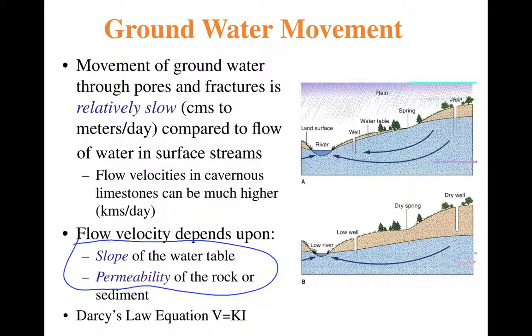Flow velocity depends on two things: slope of the water table. How steep is that water table? We know that steep things are going to flow more. And then the permeability of the rock, because remember, permeability is the ability to move a liquid. Okay, we'll come back to Darcy's law equation, V equals Ki, but jot that down anyways.